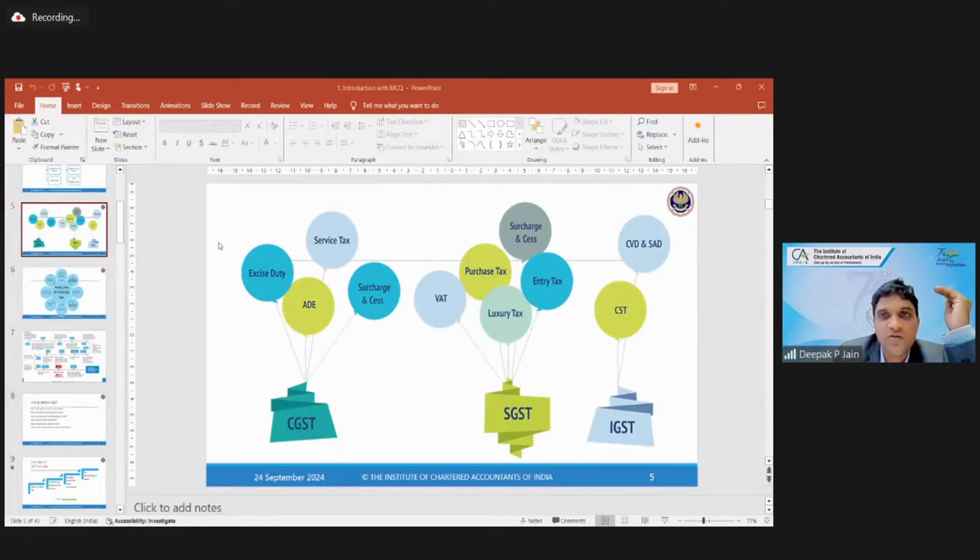What is basic customs duty? Basic customs duty is the duty which you pay on your import. It is the base customs duty which we pay. That is called basic customs duty.